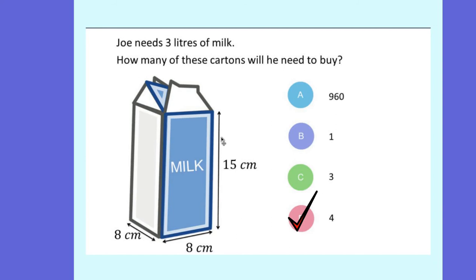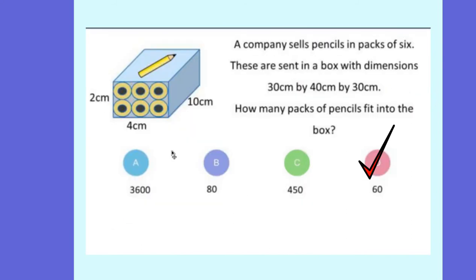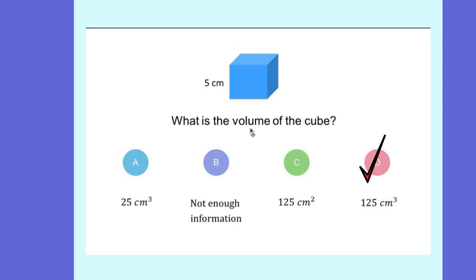8 times 8 times 15 is going to give me 960. So I've got 960 millilitres in 1 carton. So to get 3 litres, I need 4 of them altogether. Question number 3, the correct answer was D. Question number 4, the volume of this cube is 5 times 5 times 5, and that gives me 125.